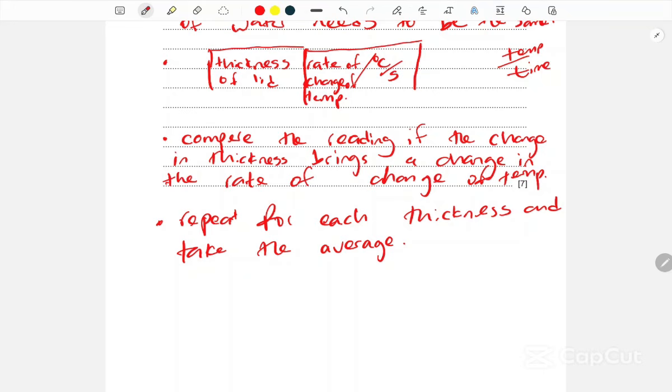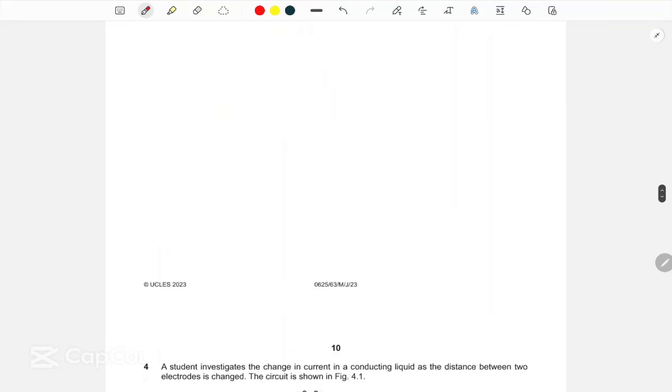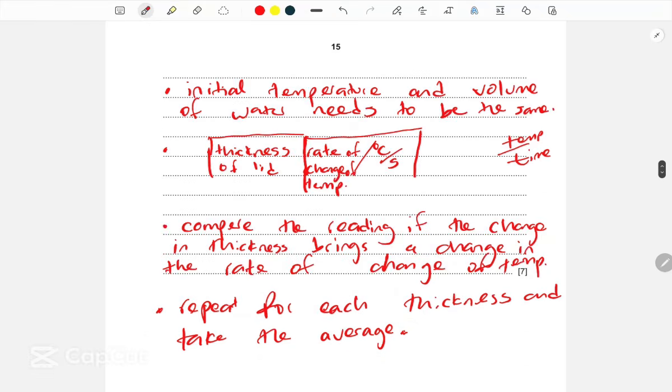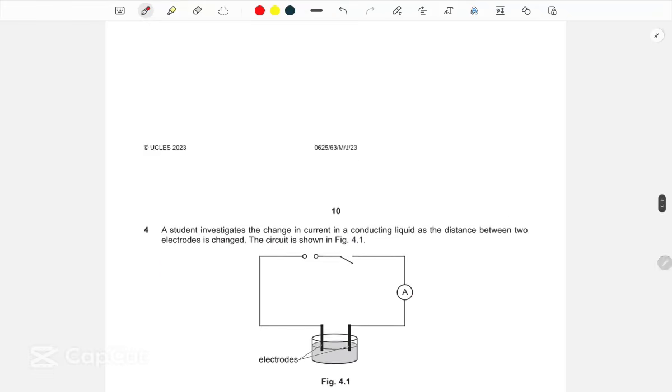This is basically free marks. Make sure to always write this. This is how we get free marks on this question. Repeat for each thickness or repeat the experiment and take the average. This will always give you free marks. So we move on to the next one.